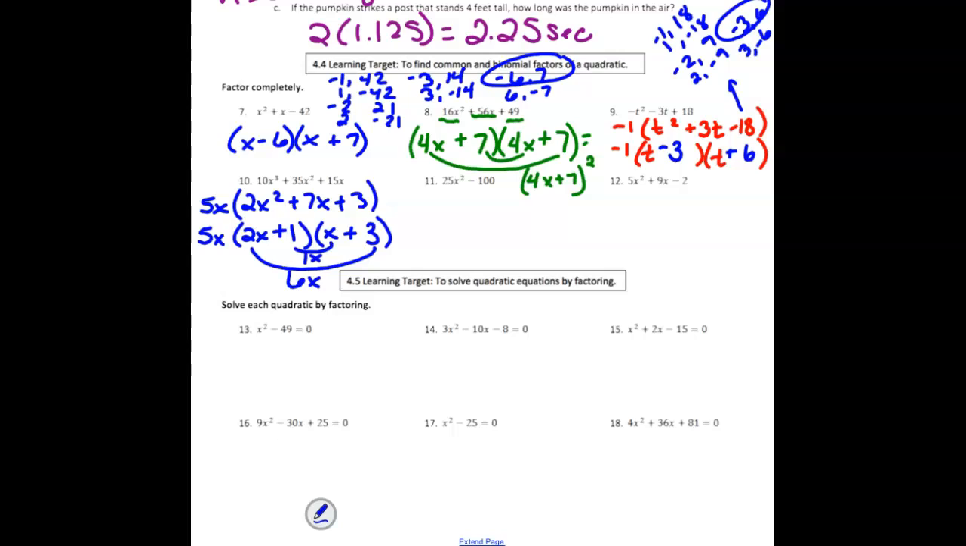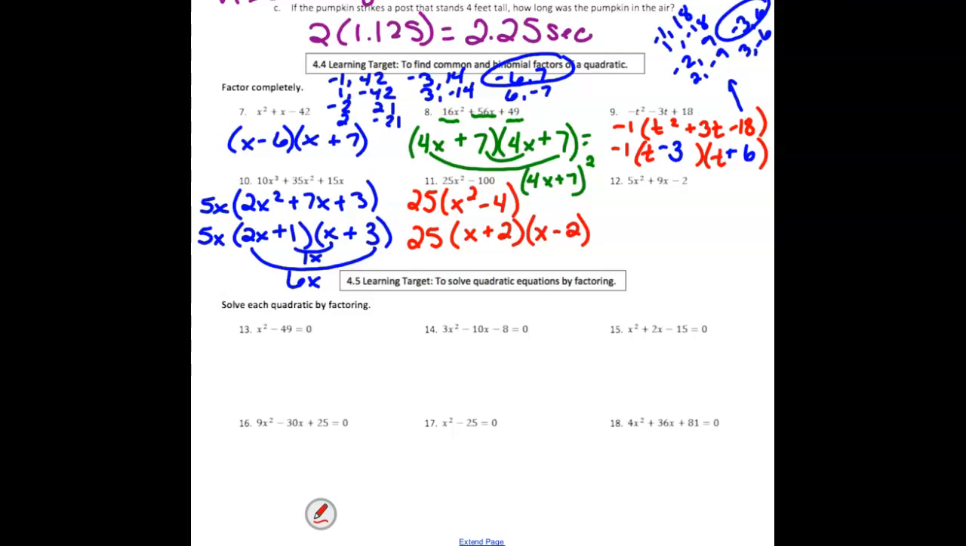For question 11, we do have a GCF. We could divide a 25 out of all of that. That would leave us x squared minus 4. And x squared minus 4 is a difference of squares pattern. It factors into two almost identical factors, except one is a positive and one is a negative. That's why we don't have a middle term. They cancel each other out.